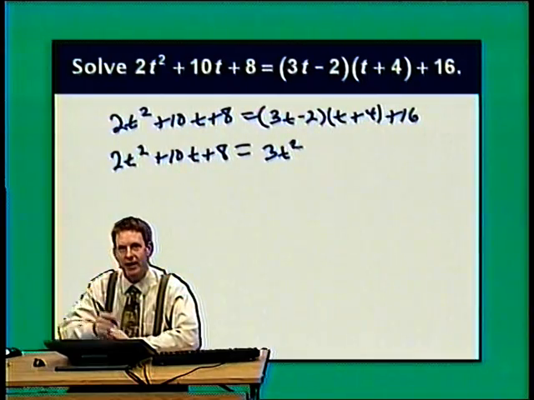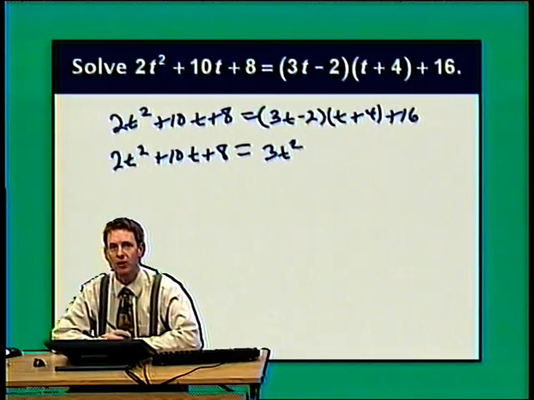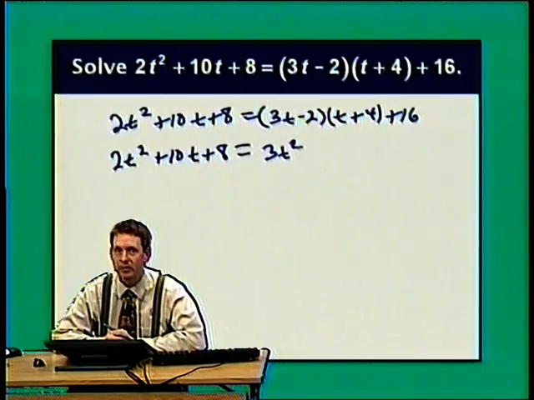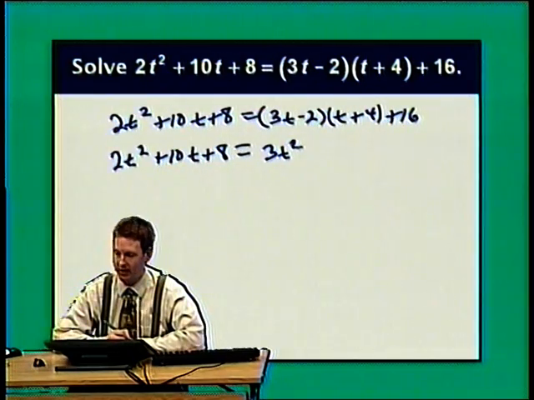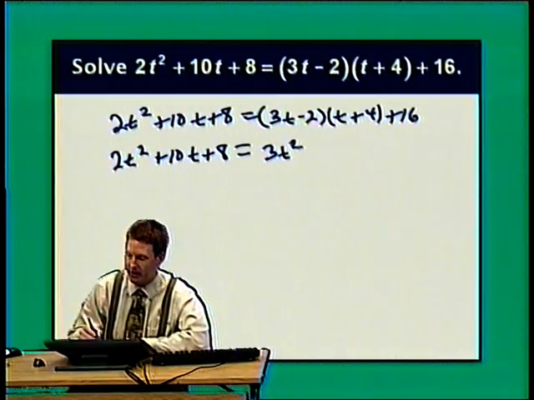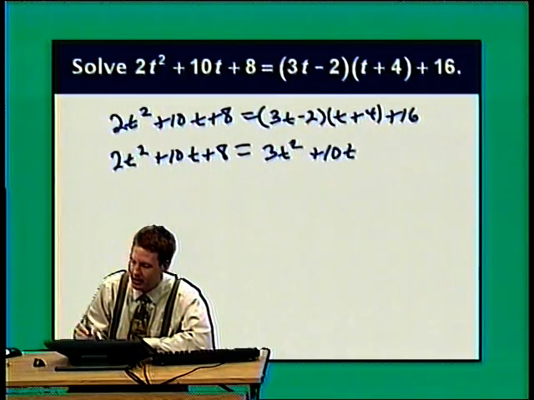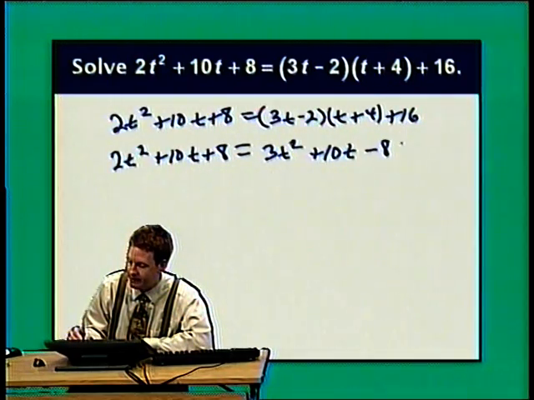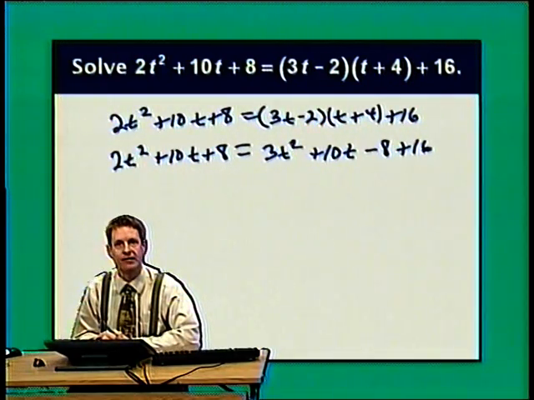I like to OI in my head, because when two terms add, combine like terms, it's usually the O and I terms that do it. So my O is 3t times 4, which is 12t. My I is minus 2t. 12t minus 2t, that's plus 10t. My last multiplied is negative 8, and I still have my plus 16.